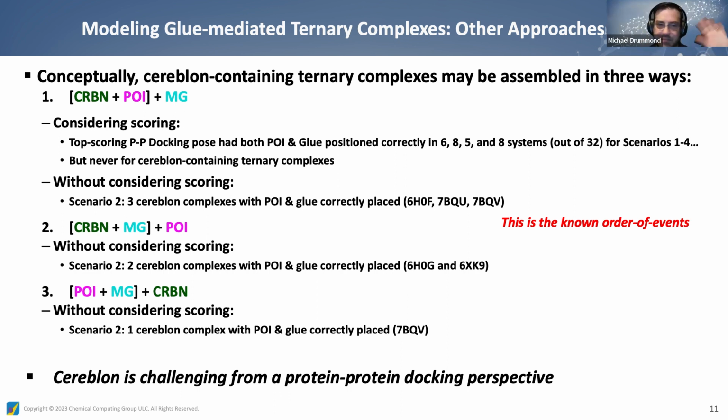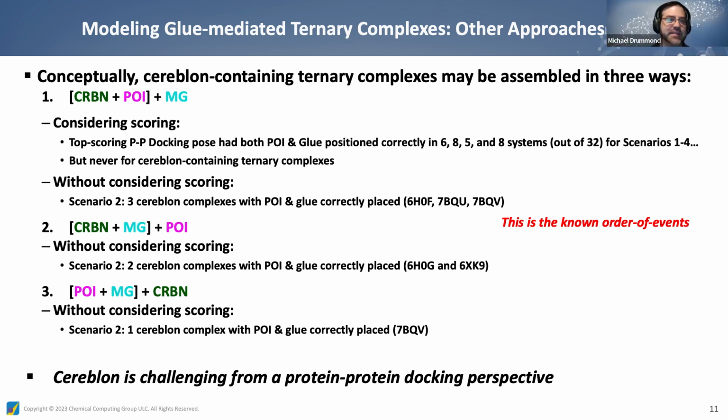How well do we do? Let's make it even easier on ourselves. Let's not consider scoring. Just give me 100 possible answers. How many of them are correct? 2. Out of the 8, we only get 2 correctly predicted. So somehow it's even worse than this approach I just went through.